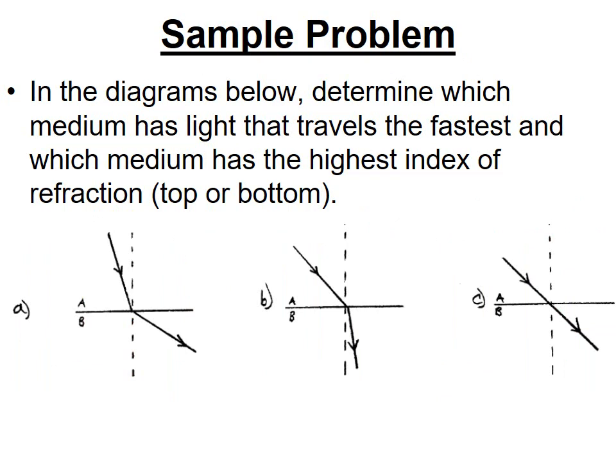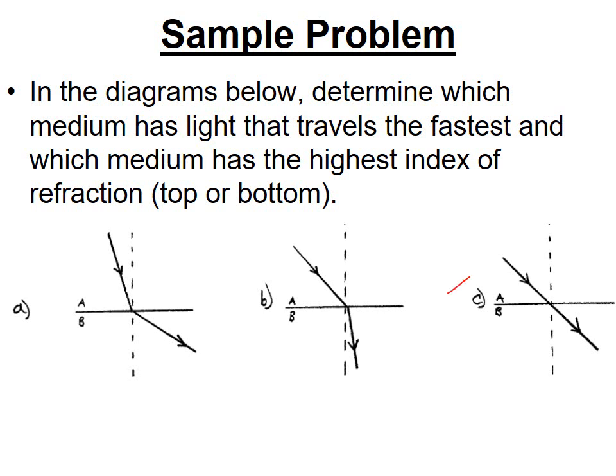This is another practice problem similar to the one we did on the previous slide. In the diagrams below, determine which medium has light that travels the fastest and which medium has the highest index of refraction, and you would approach it in a similar way. If the normal is not drawn in, make sure that you draw it in between the two rays.